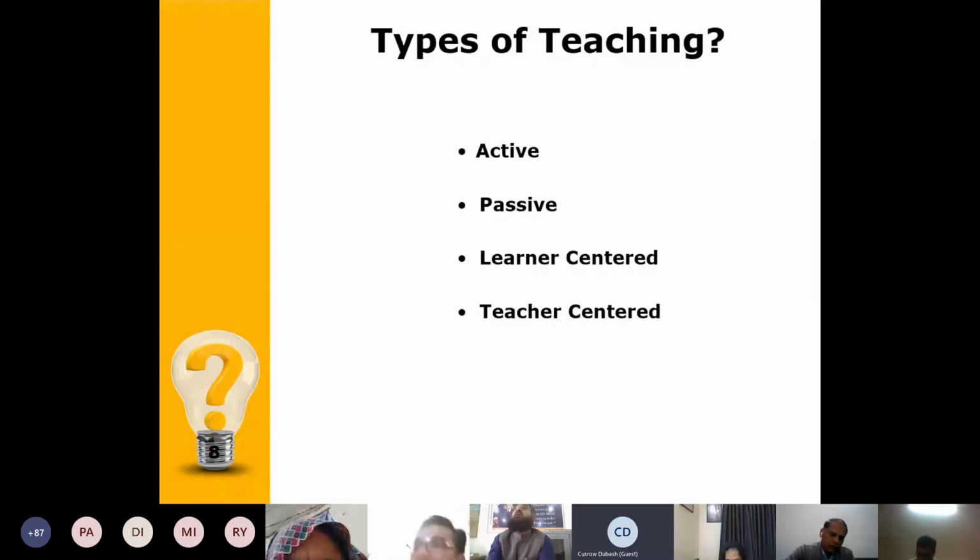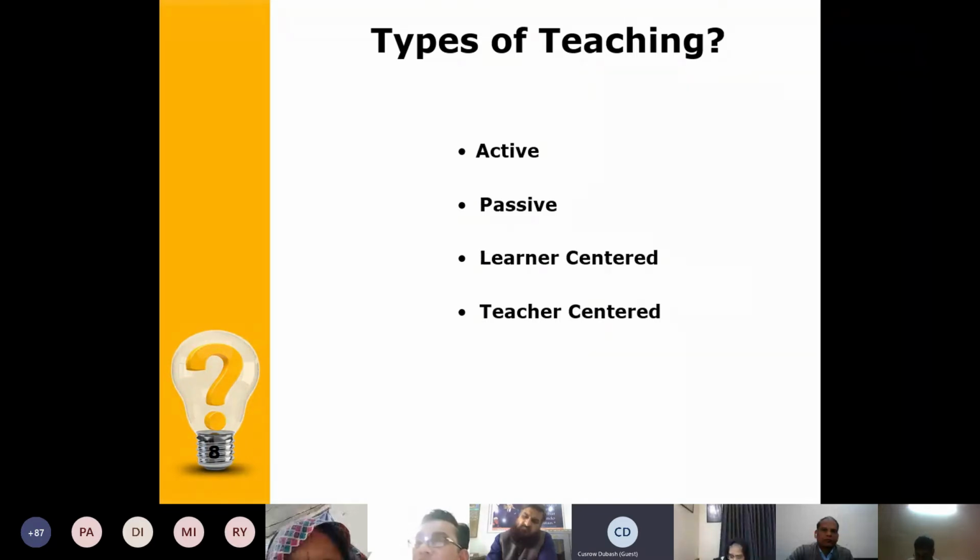Types of teaching. अब टीचिंग एक्टिव हो सकती है, पैसिव हो सकती है, लर्नर सेंटर्ड हो सकती है, टीचर सेंटर्ड हो सकती है. हमारे यहाँ अनफॉर्चुनेटली अभी भी पैसिव टीचर सेंटर्ड टीचिंग चल रही है, जहां टीचर बोलता है ज्यादा. अब एक क्लास में आप देखें, एक वक्त पे एक टीचर होता है, 30, 40, 50 बच्चे होते हैं, बोल कौन रहा होता है ज्यादा? टीचर. So the students are passive and the classroom is teacher centered.